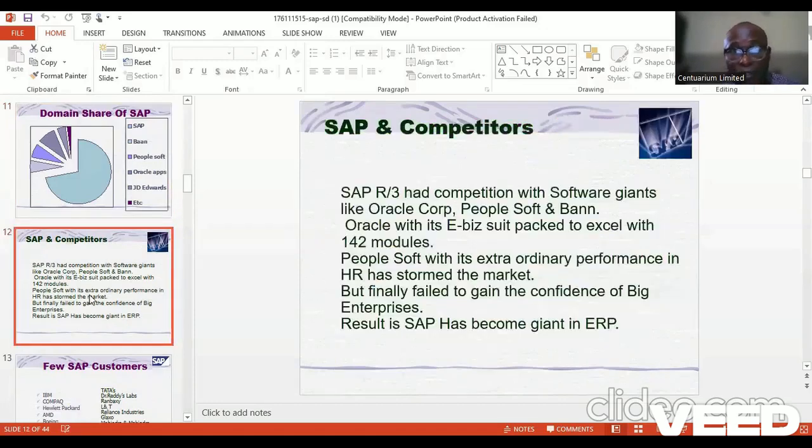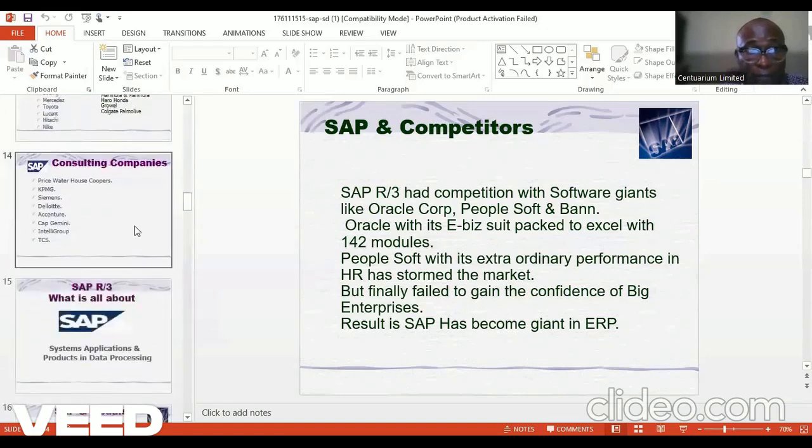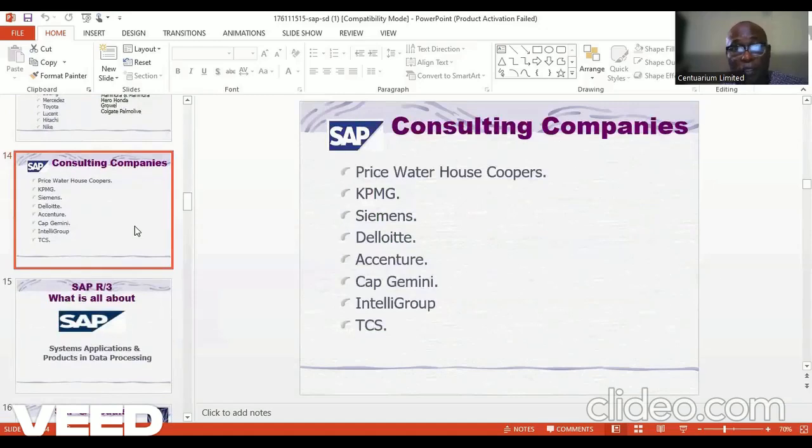Now, SAP and competitors. SAP R/3 had competition from software giants like Oracle Corp, PeopleSoft, and BaaN. Oracle, with its EBS suite, packed to excel with 142 modules. PeopleSoft, with its extraordinary performance in human resources, stormed the market. They finally failed to gain the confidence of big enterprises. The result is SAP has become a giant in enterprise resource planning. Now, consulting companies: PricewaterhouseCoopers, KPMG, Siemens, Deloitte, Accenture, Capgemini, Intelligroup, TCS. These are some of the customers of SAP.